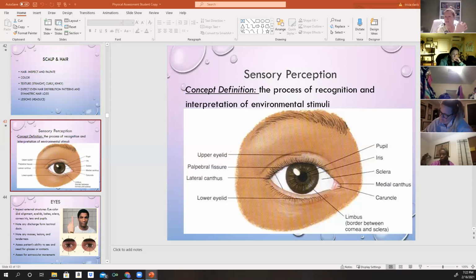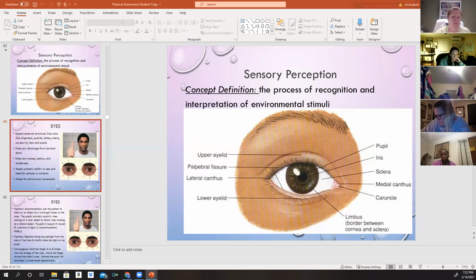Then you move over to the other side, you bring your pen light in, and make sure that that pupil is constricting. In older adults, it's very common for you not to see it constrict. We call that sluggish. That happens when they get older. You might not even see it, or you might just see it constrict a tiny bit, and we call that sluggish. All right.